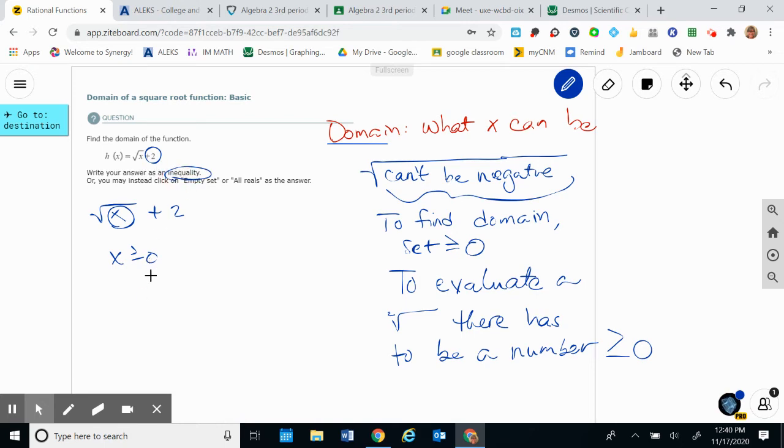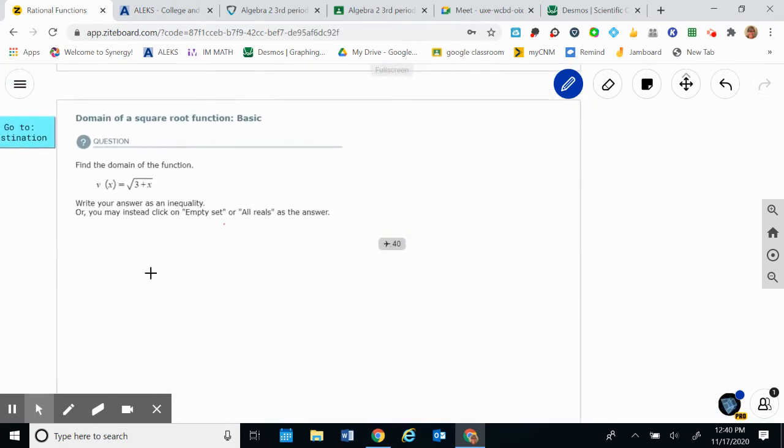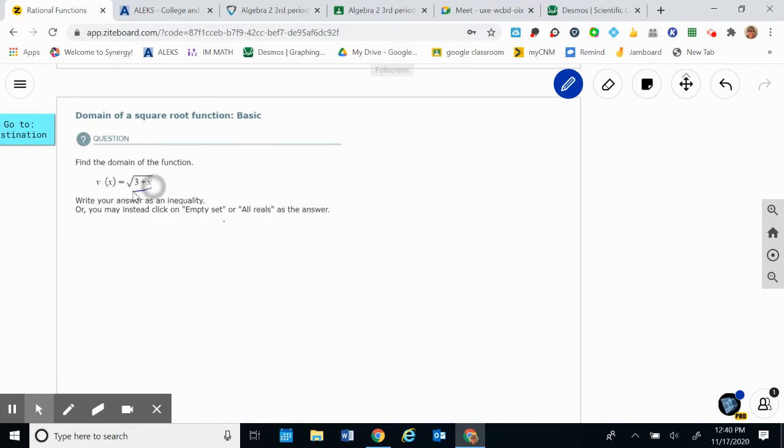Okay, let's try the next one. So hopefully it'll get clearer. You take whatever's underneath the radical. In this case, it's 3 plus x. That quantity has to be greater than or equal to 0 for you to be able to find the square root. Now just solve. x is greater than or equal to negative 3. That's it. You can even check it by plugging it in. Look, 3 plus negative 3 is 0. And that's your lower limit.